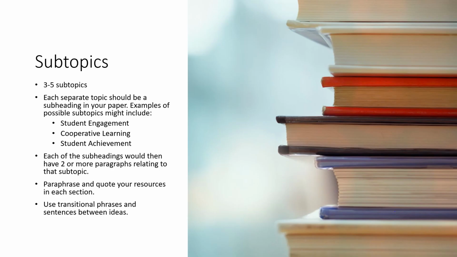Some examples of subtopics might include student engagement, cooperative learning, student achievement. So then under each of those subheadings, you would give 2 or more paragraphs relating to that subtopic. Within those paragraphs, you're going to paraphrase and quote your resources in each section. And don't forget to use transitional phrases and sentences between your ideas.